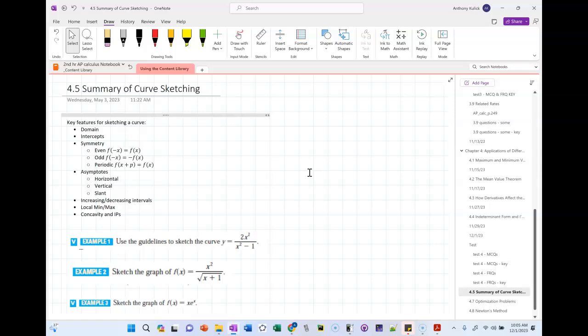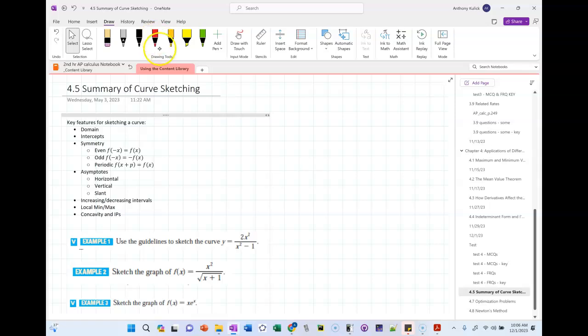The symmetry, whether it's odd or even, or if it's periodic. The reason that's helpful is that I really only have to worry about half the graph if it's odd or even. If it's periodic, I only have to worry about one section. I can just keep repeating over and over again. I'm going to worry about my asymptotes, vertical, horizontal, or slant. I'll also be concerned about where the graph is increasing and decreasing, its local mins and maxes. Then it's concavity and inflection points.